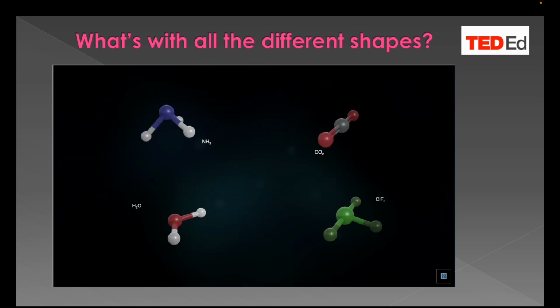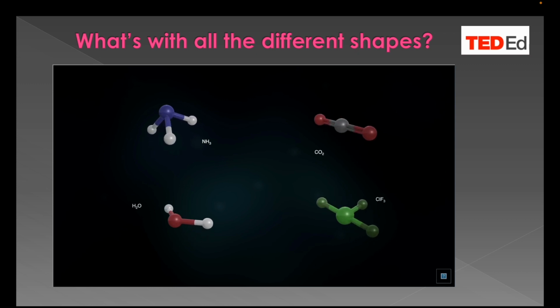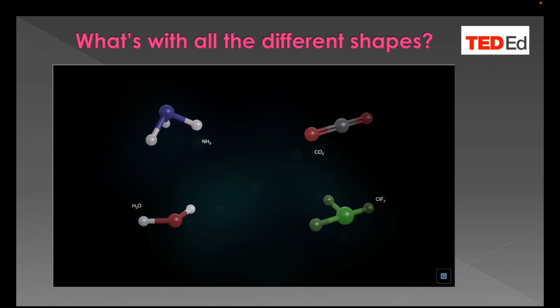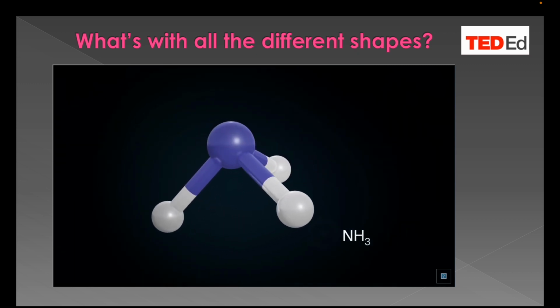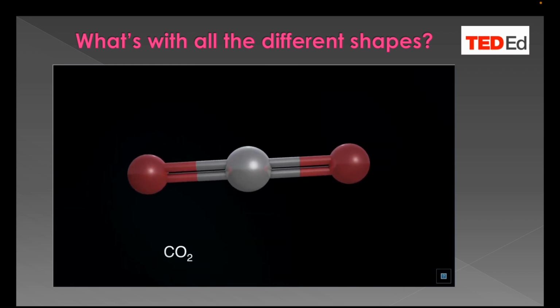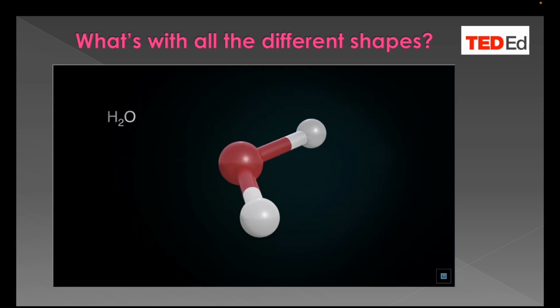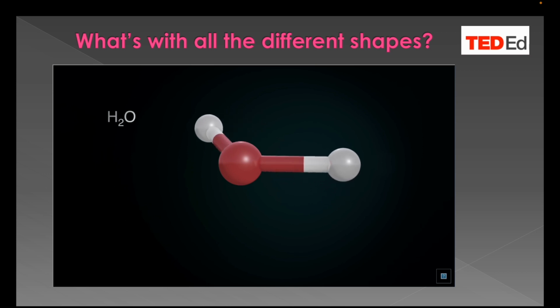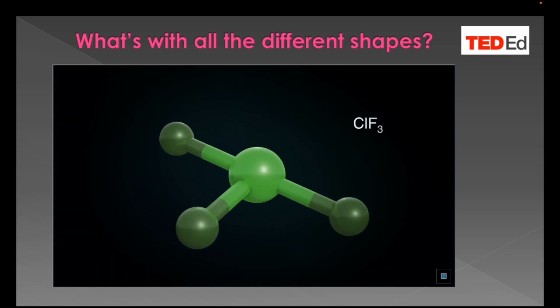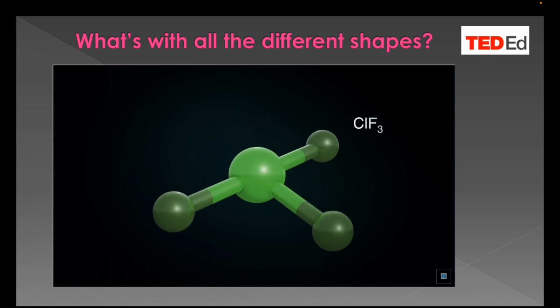Now, depending on the different atoms involved, you can actually get lots of different shapes. Ammonia, or NH3, is shaped like a pyramid. Carbon dioxide, or CO2, is a straight line. Water, H2O, is bent like your elbow would be bent. And chlorine trifluoride, or ClF3, is shaped like the letter T.